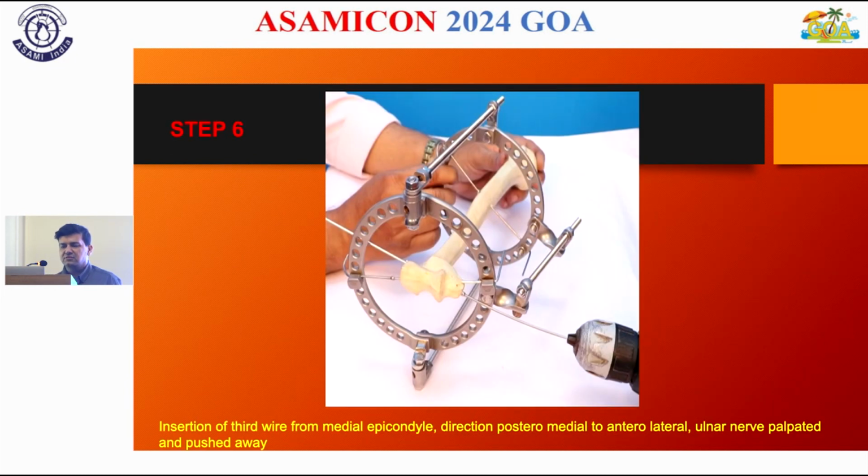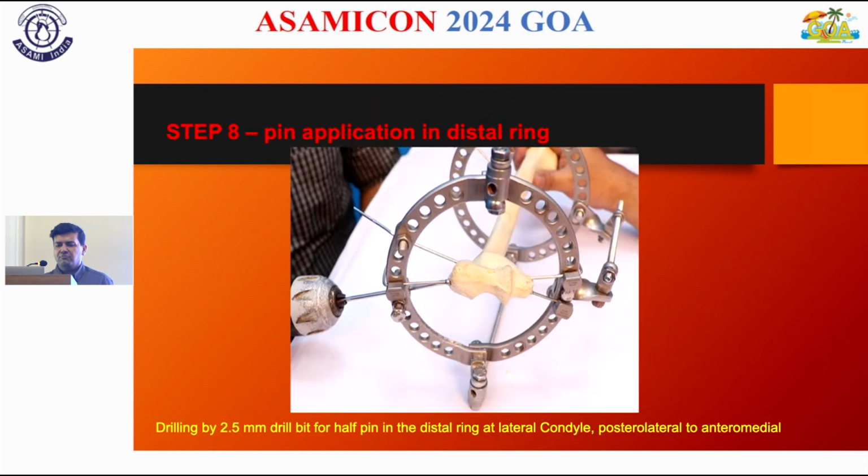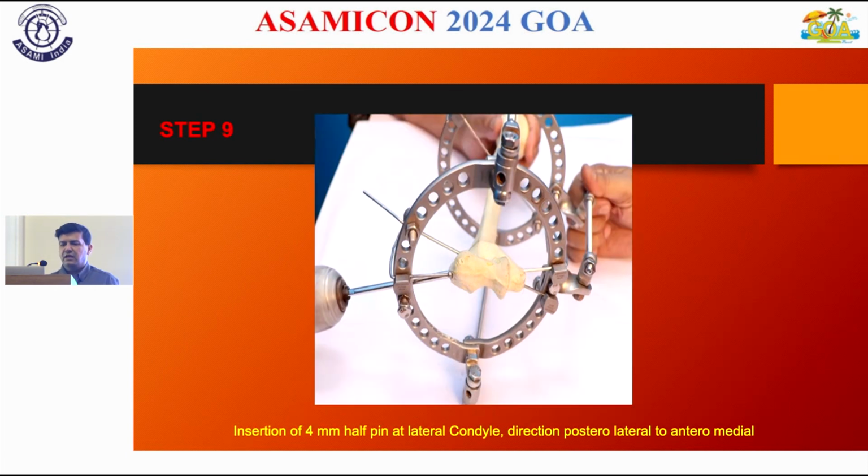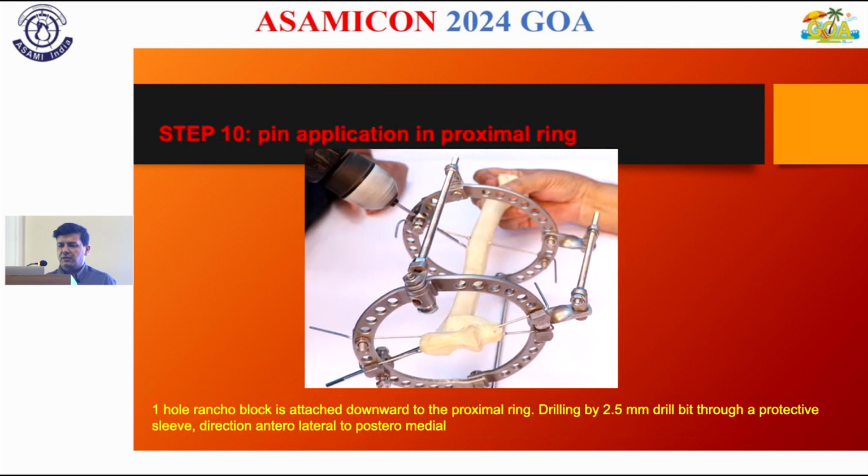Then a third wire is inserted from the medial epicondyle, posteromedial to anterolateral, protecting the ulnar nerve. The wire is tensioned. Then with a drill hole of 2.5 mm, we place a pin at the lateral condyle, posterolateral to anteromedial. So we have 2 wires and 1 pin in the distal ring. Then in the proximal ring, we have applied 1 wire.